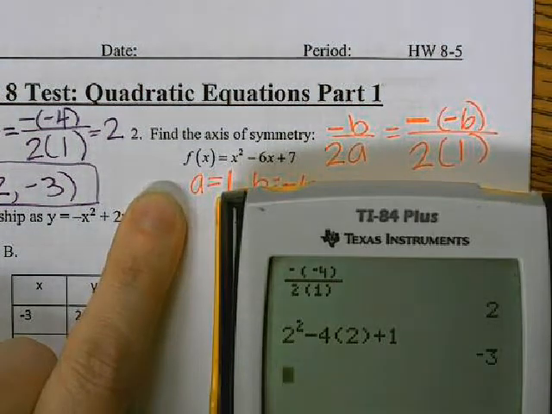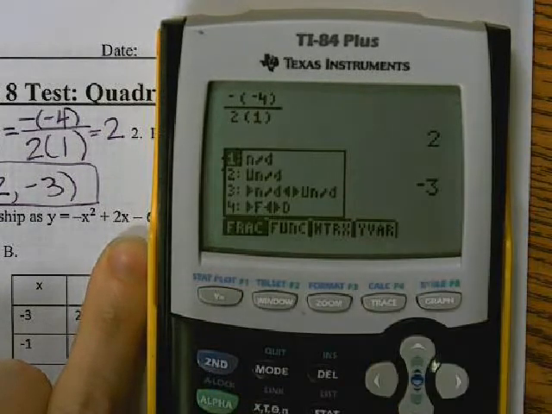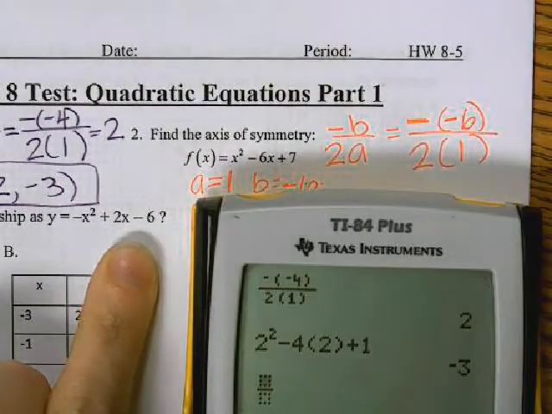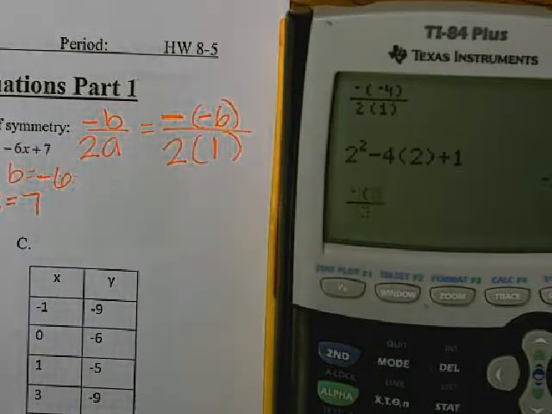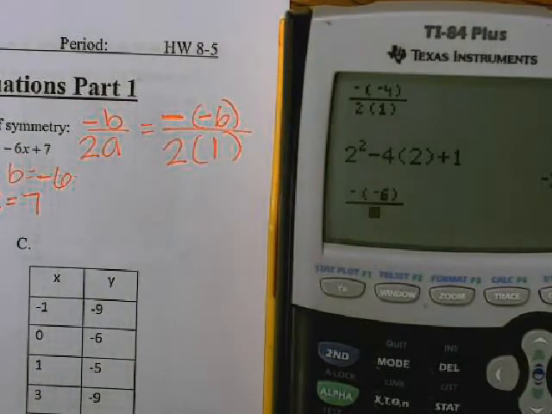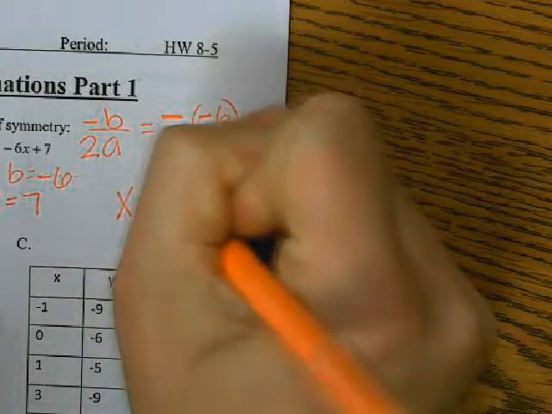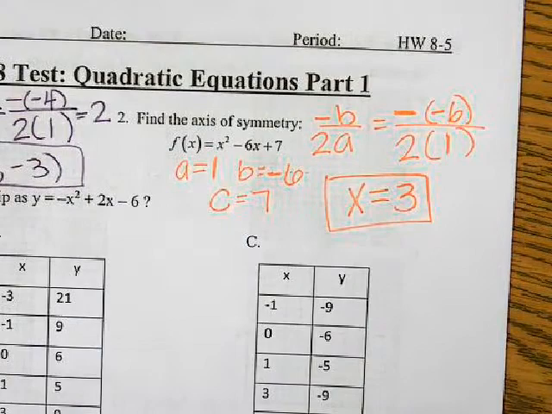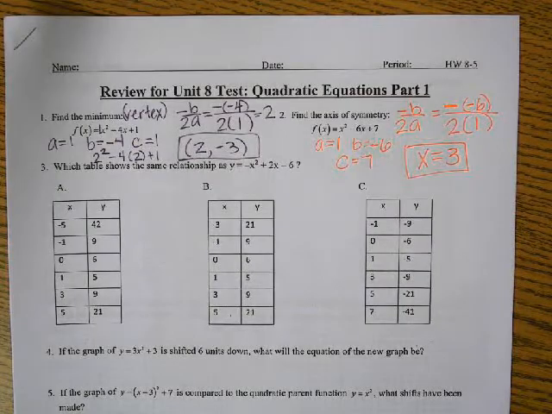Go to your handy dandy TI-84 Plus graphing calculator, push alpha, y equals, enter, type in your equation. So it's going to be negative parentheses negative 6 over 2 parentheses 1. That gets you 3. So your axis of symmetry, remember, is an equation, so you have to say x equals 3.